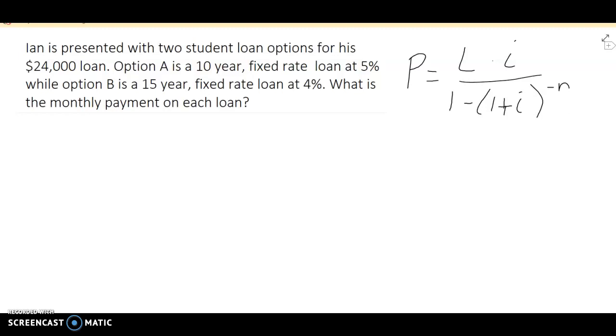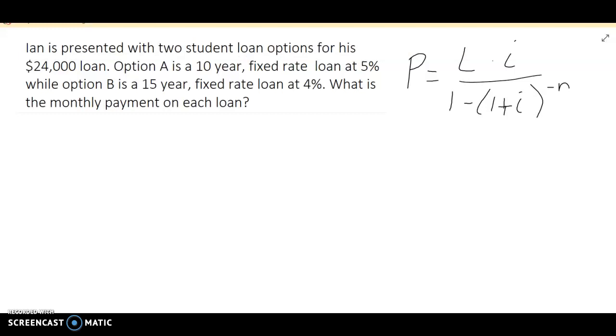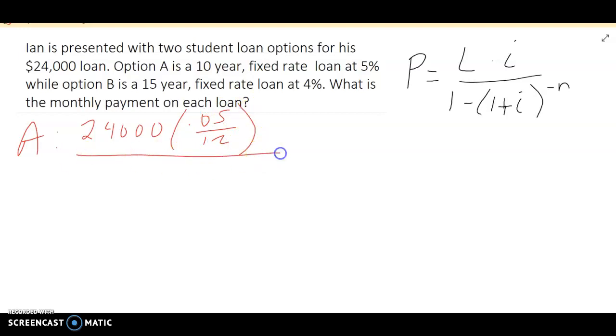Now, if you watched a previous video, this is our monthly payment calculator, if you will, for a student loan. So L, first, we're going to do option A first. L is the amount of loan. I is the interest rate monthly, right? So we've got to take the APR and divide it by 12. And then 1 minus (1 plus 0.05 divided by 12) raised to the negative 120 power. 120 because it's 10 years and there are 12 months in a year, so we're going to multiply 10 by 12 to get that 120.